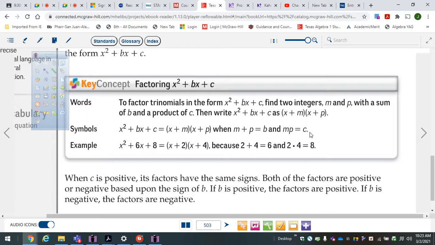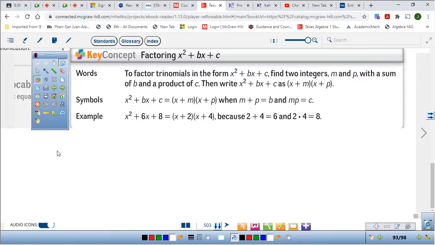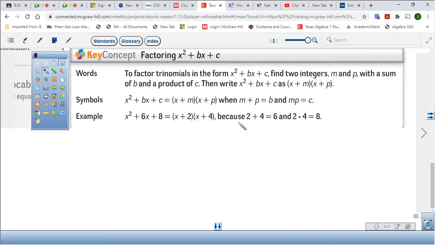Now, it sounds weird. It sounds crazy. Copy that down. Take a little quick, real quick. Pause it real fast, and then do it real fast. So, if you think about what it's saying here, it says m and p, product, b. So, let's look at this. I'm going to just show you what you need to do here.